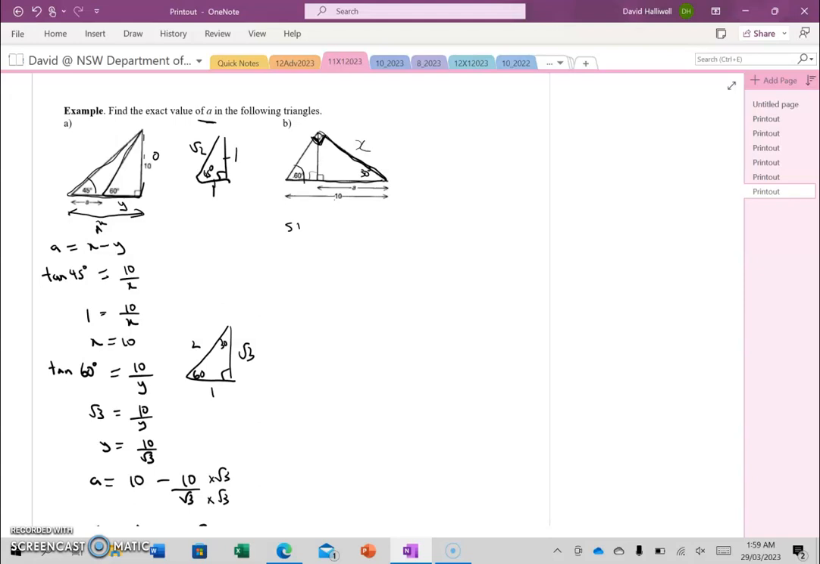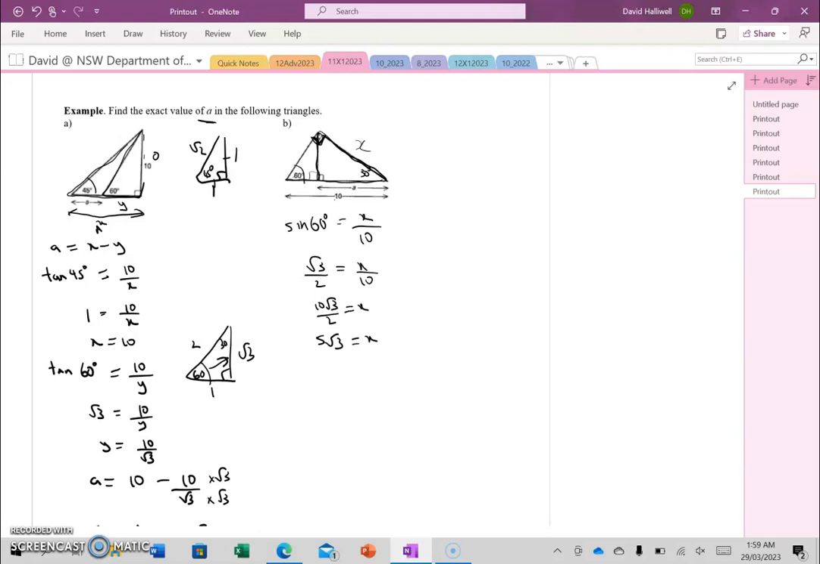So that's sine. Sine of 60 degrees equals the opposite x over the hypotenuse 10. Sine of 60, using my 60 triangle here, is root 3 on 2. Okay, so multiplying through by 10, that'll be 10 root 3 on 2, or just 5 root 3. So x is 5 root 3.